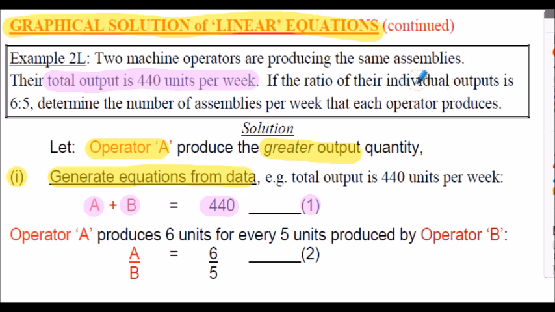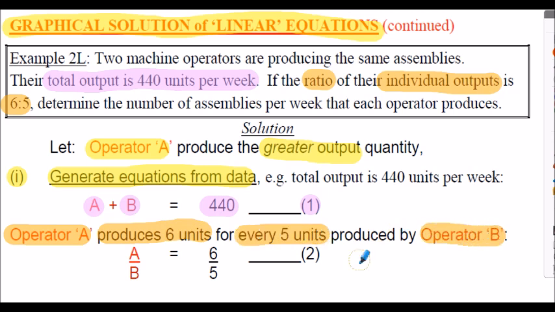To form the second equation, we need to consider the ratio of their individual outputs, which is given as 6:5. So from the information given, operator A produces 6 units for every 5 units from operator B. As a mathematical equation, the ratio of output from operator A to operator B is equal to 6 to 5. And I'll call that equation 2. So those are two simultaneous equations generated from the information given.